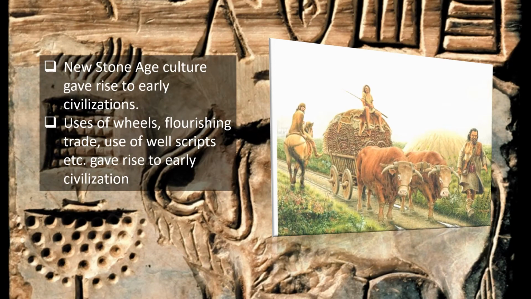You know, children, in the course of time, New Stone Age culture gave rise to early civilization. Due to various skills, the use of the wheel, flourishing trade, use of a well-developed script, etc., production increased. All these factors were responsible for the rise of early civilization.